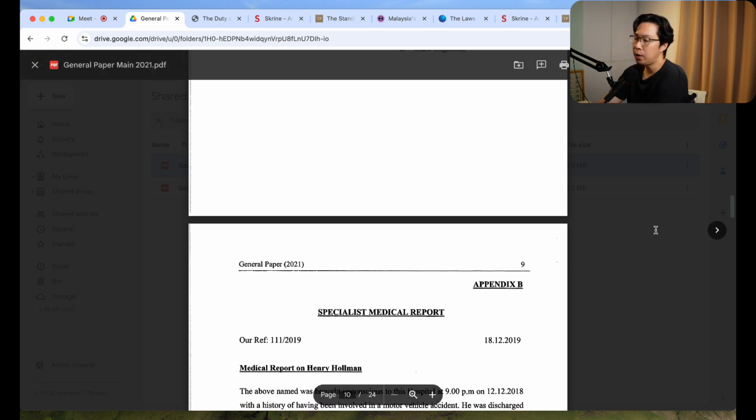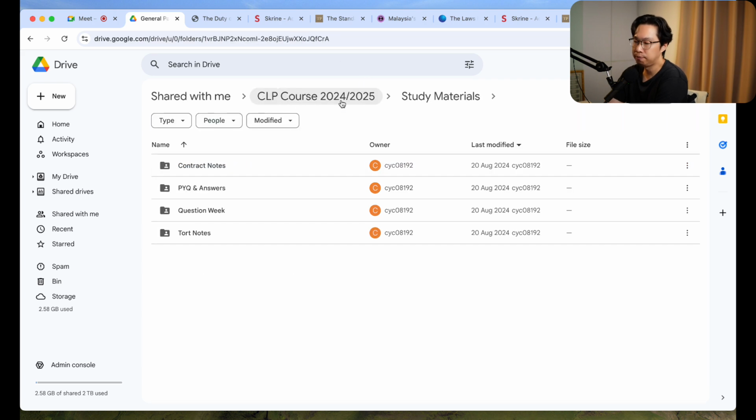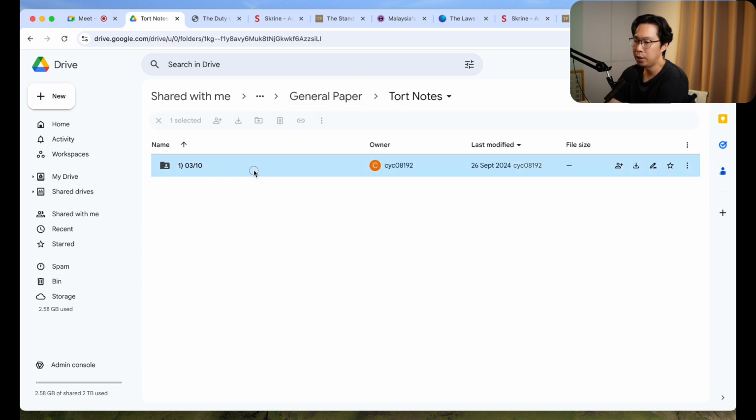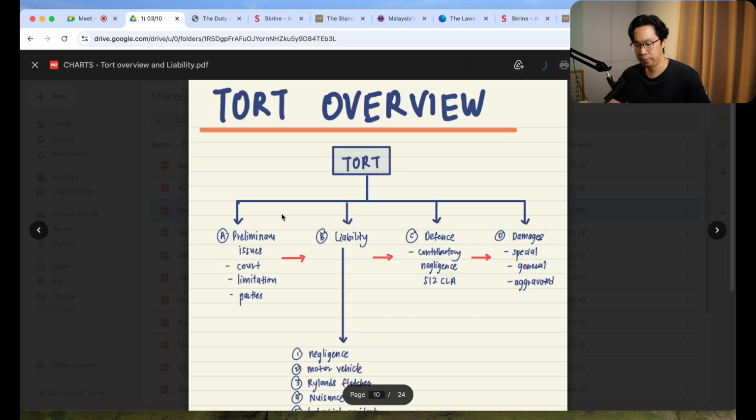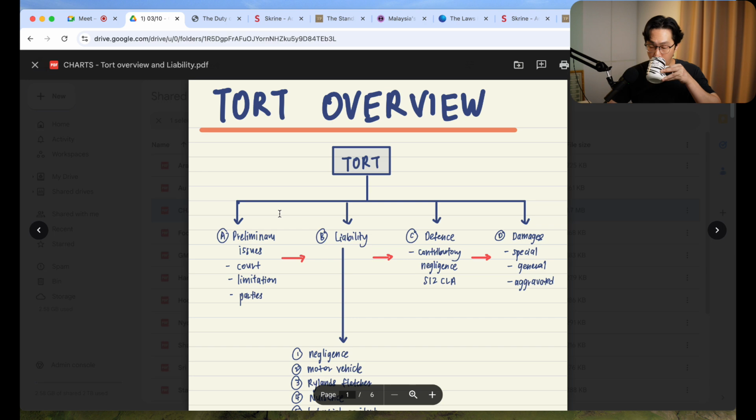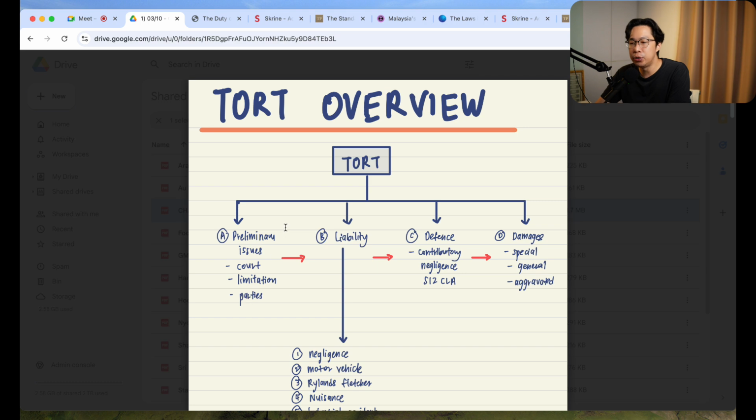So now, this other question. Now coming back to the notes I give you. So now we are on tort notes. There are quite some cases I want you to read, and don't worry, I'll tell you where to read it and how to read it. So here, this is tort. Your question flow is always like that. You start off by looking at preliminary issues. What are preliminary issues? Is tort criminal or civil? It's civil.